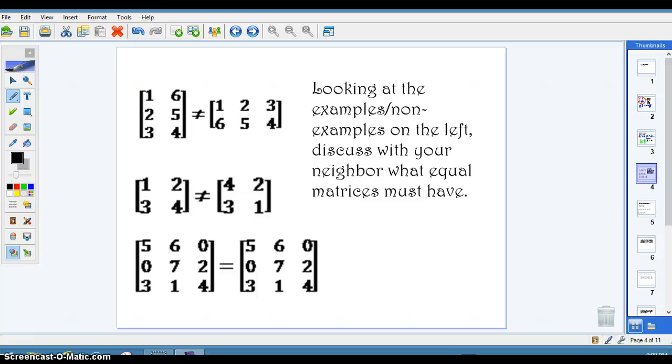Okay, so what did you say an equal matrix has to have? Or what's wrong with these that makes them not equal matrices?